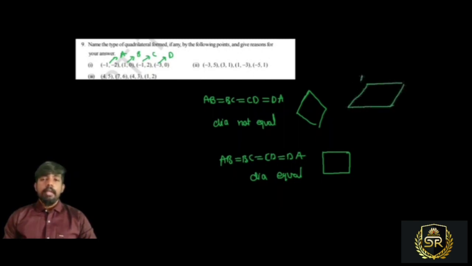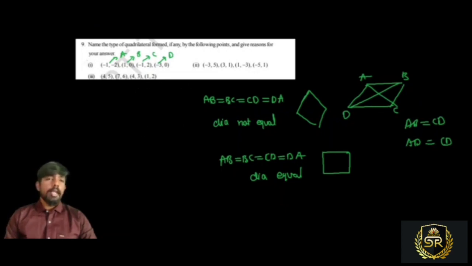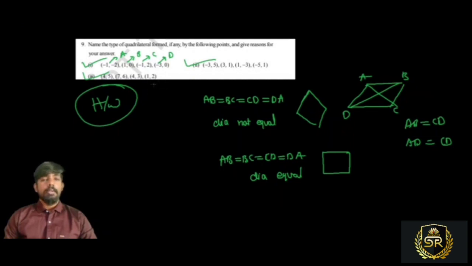Next, if AB and CD distances are equal, AB is equal to CD and AD equal to CB, and diagonals are not equal, then that is said to be a parallelogram. Based on this we can find the answer; this is the homework. Try to solve these 3 homework problems. We already did 2 problems based on this concept, so better to follow it by using the previous problem as reference.